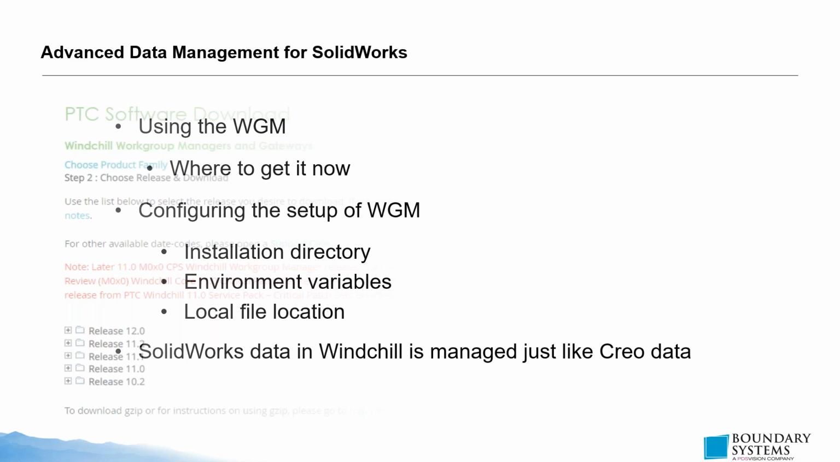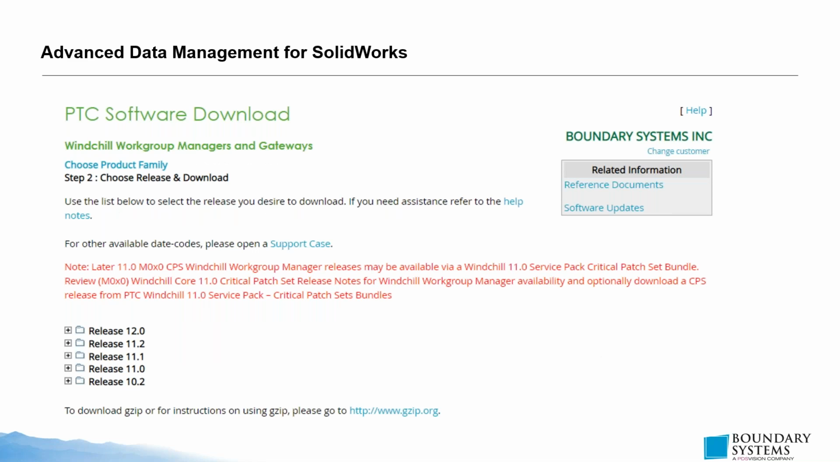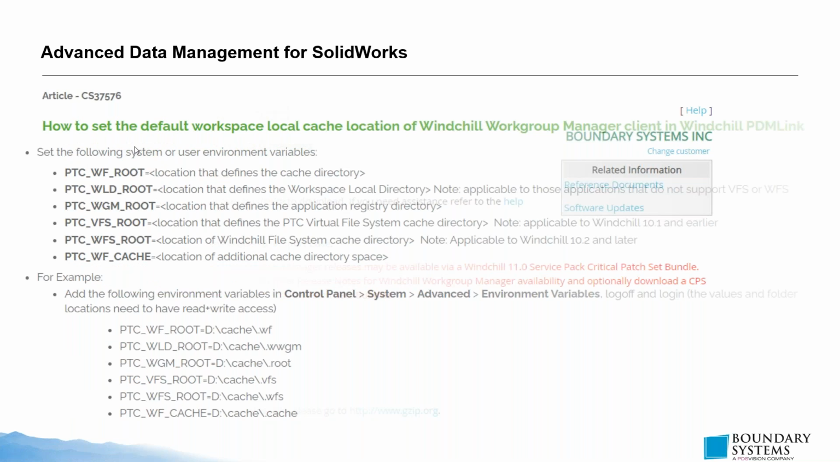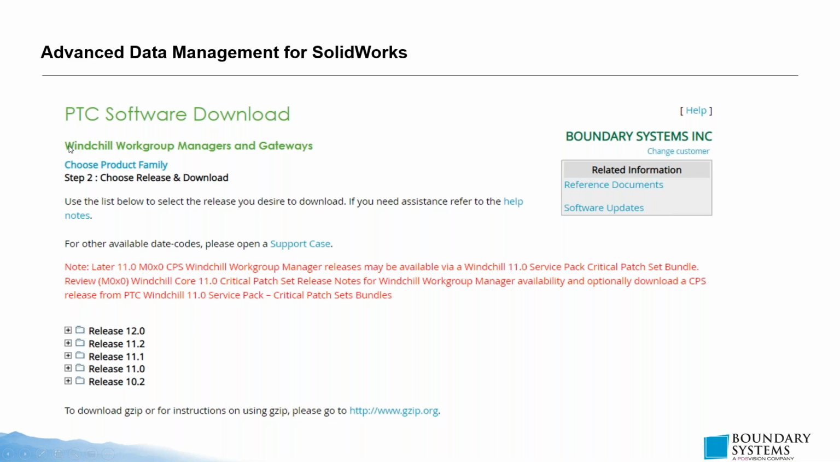The first thing, as I mentioned before, is that the software downloads page now has an actual area that specifies a Workgroup Manager for the software. All you have to do is go to whatever release of Windchill you're working on, expand it, and inside of there you can download the latest build of that particular release of Windchill.